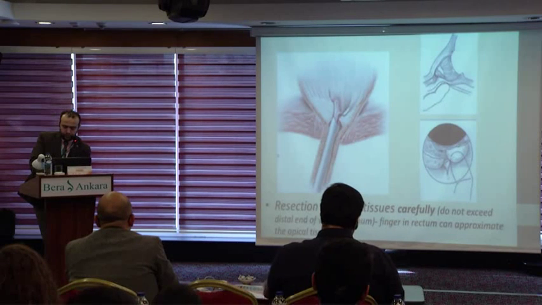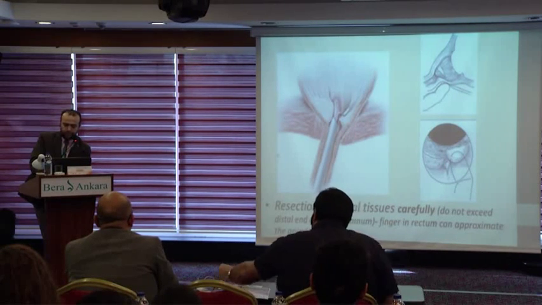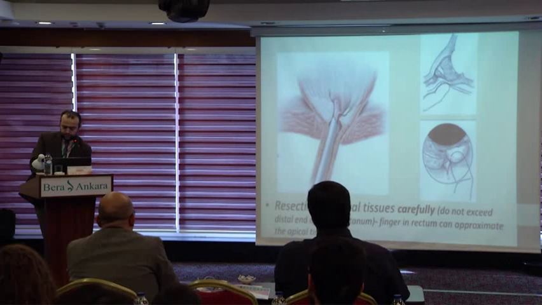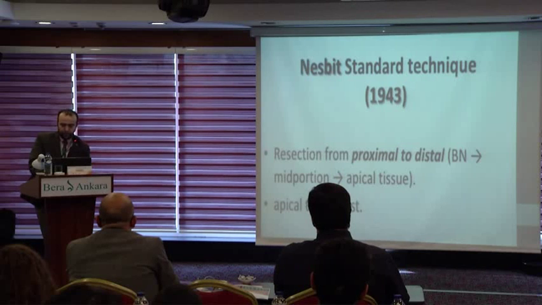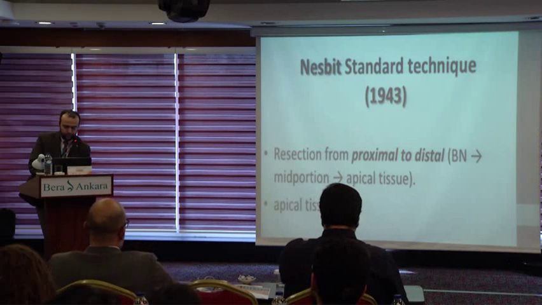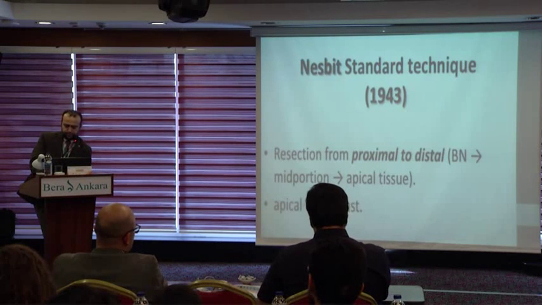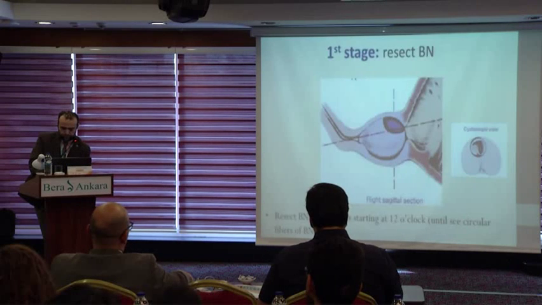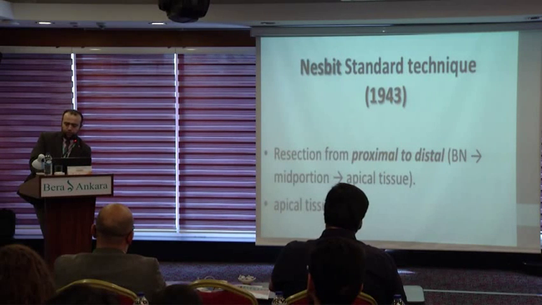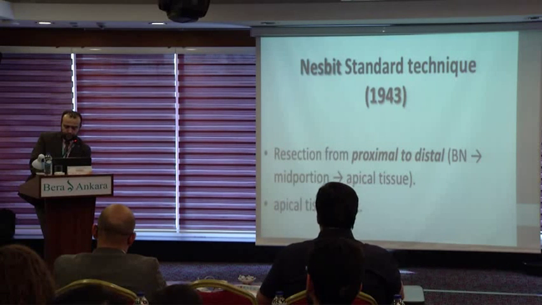Resection of the apical tissues at the end of surgery is one of the main points we must pay attention to, because, as I mentioned, it is very important not to damage the sphincter to avoid unwanted complications after surgery. This is one of the other techniques we can use for transurethral resection of the prostate, the Nesbitt technique. The main point is that we start from the proximal parts and proceed to the distal parts of the prostate, and in this technique we also resect the apical tissues last.